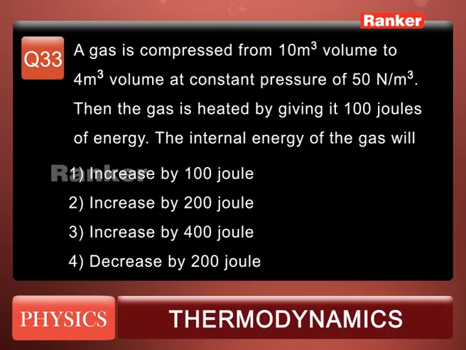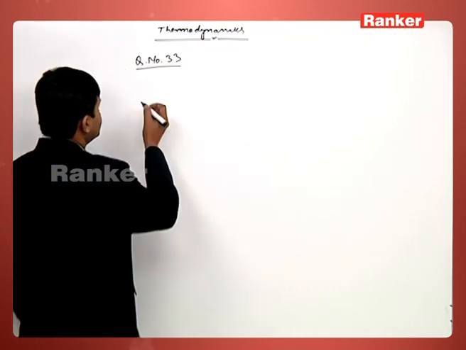Now question number 33. A gas is compressed from 10 meter cube volume to 4 meter cube volume at constant pressure of 50 Newton per meter square. Then the gas is heated by giving it 100 joule of energy. The internal energy of the gas will be: first, increases by 100 joule, second, increases by 200 joule, third, increases by 400 joule, fourth, decreases by 200 joule. Now see how to do this one.